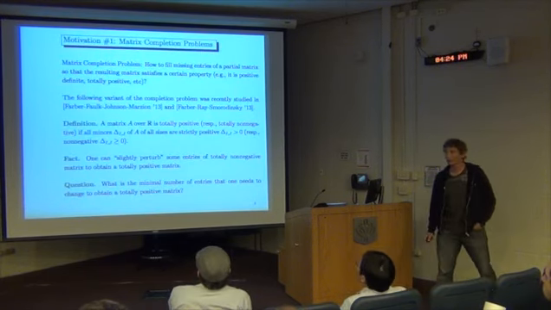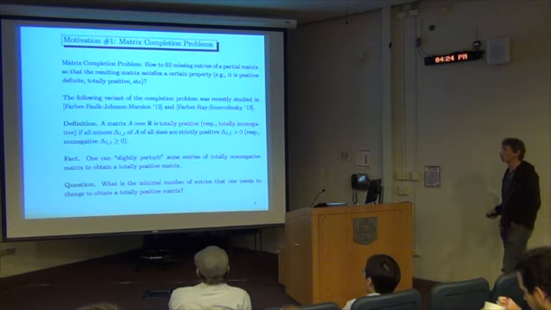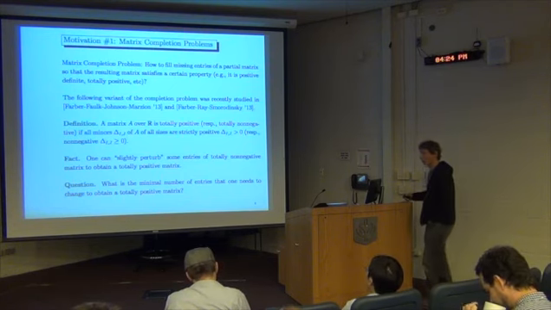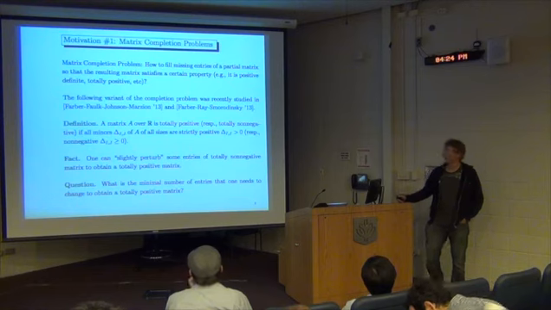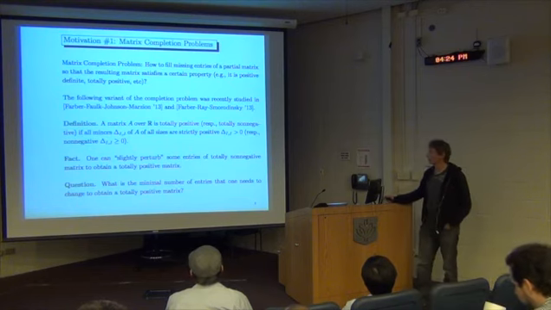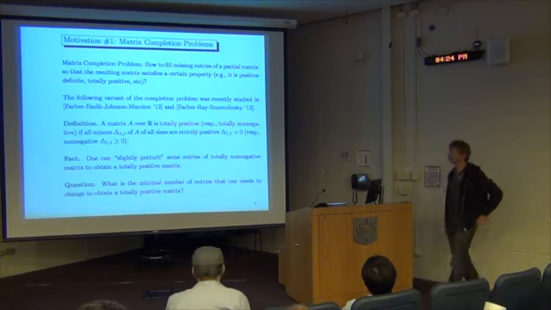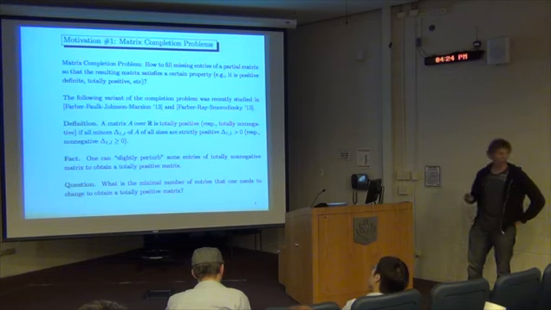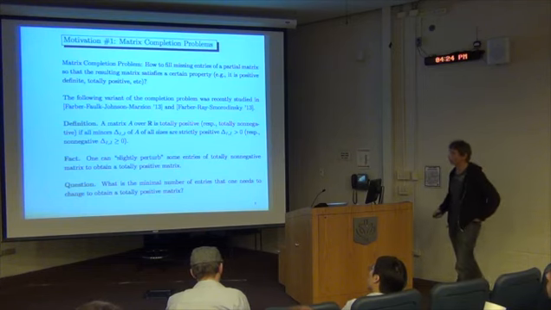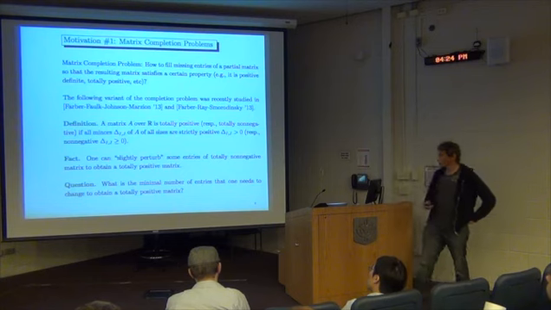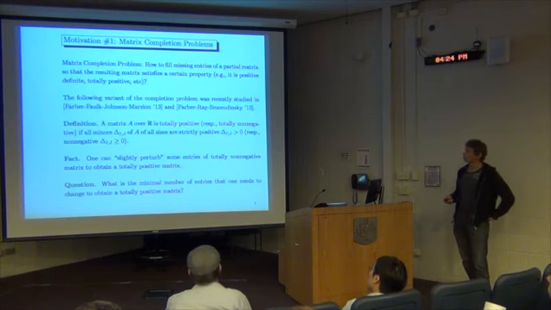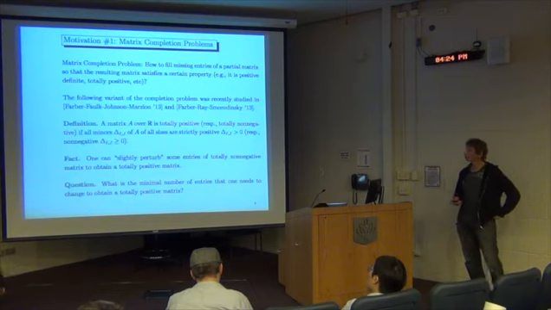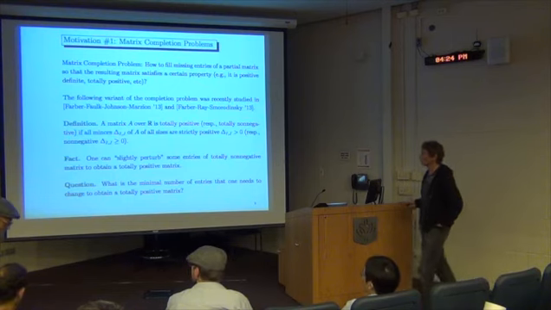So first motivation is matrix completion problem. So that's the problem of filling in entries of a partial matrix so that the resulting matrix satisfies certain property. For example, it's positive definite or totally positive or something else. And Miriam, together with two groups of collaborators, looked at a variant of this problem, at the following variant of this problem.